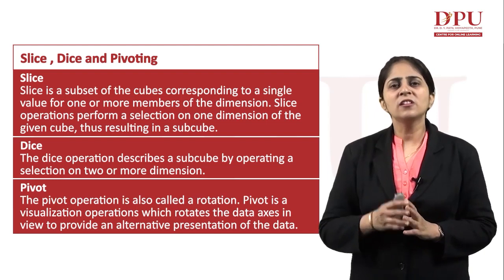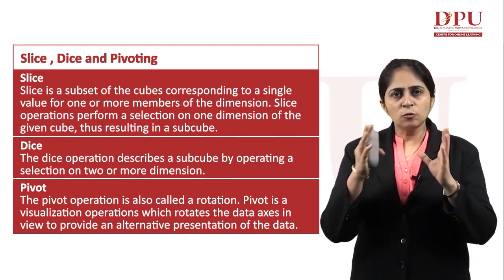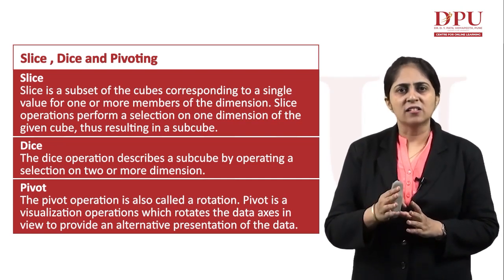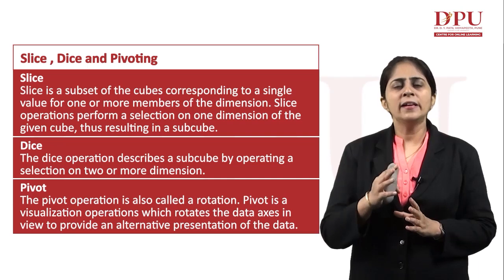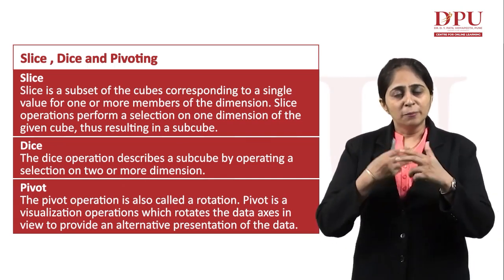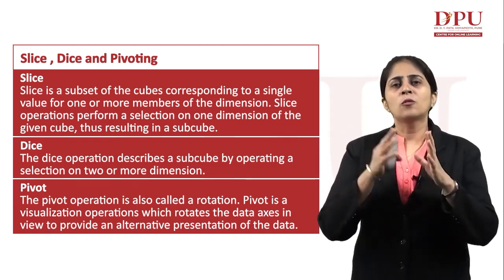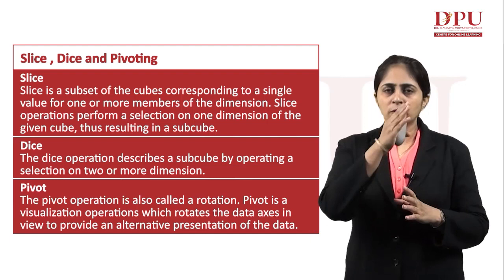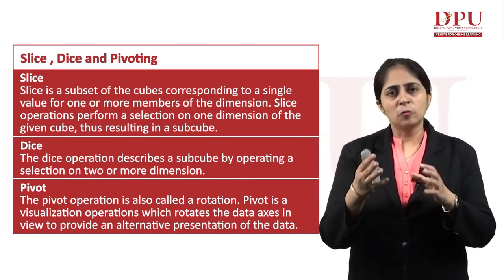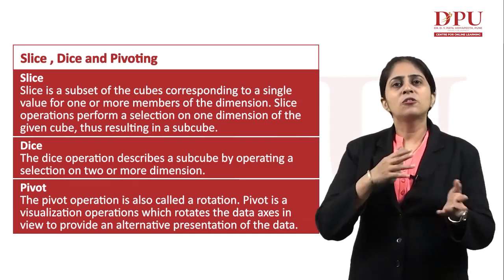The pivot operation is also known as rotation. So, pivot is a visualization operation which rotates the data axes in view to provide an alternative representation of the data. It means it is rotating the data. It may contain swapping the rows and columns. Like we have particular rows, we have particular columns. We want to swap them. We want to view the columns here and the rows here. So we can swap them.